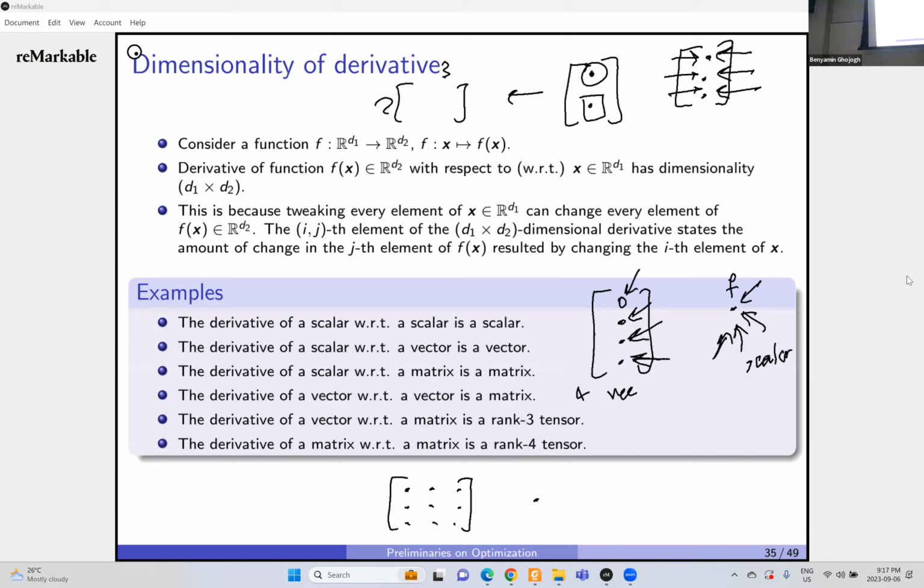I think now we can understand the dimensionality of the derivative. What about the derivative of a matrix with respect to a vector, or the other way around, the derivative of a vector with respect to a matrix? What is its dimensionality? Rank 3 tensor. You understood now the meaning of derivative. And when it's a vector derivative, we usually call it gradient.